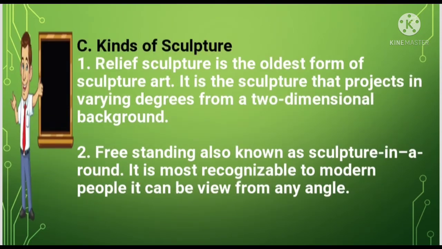Kinds of sculpture. Relief sculpture is the oldest form of sculpture art. It is the sculpture that projects in varying degrees from a two-dimensional background. Okay? Oldest form of sculpture. Freestanding, also known as a sculpture in the round, is most recognizable to modern people. It can be viewed from any angle. So pag tinitingnan natin, we have two-dimensional background. Yung mga sample, makikita natin mamaya yung mga sample ng kinds of sculpture.